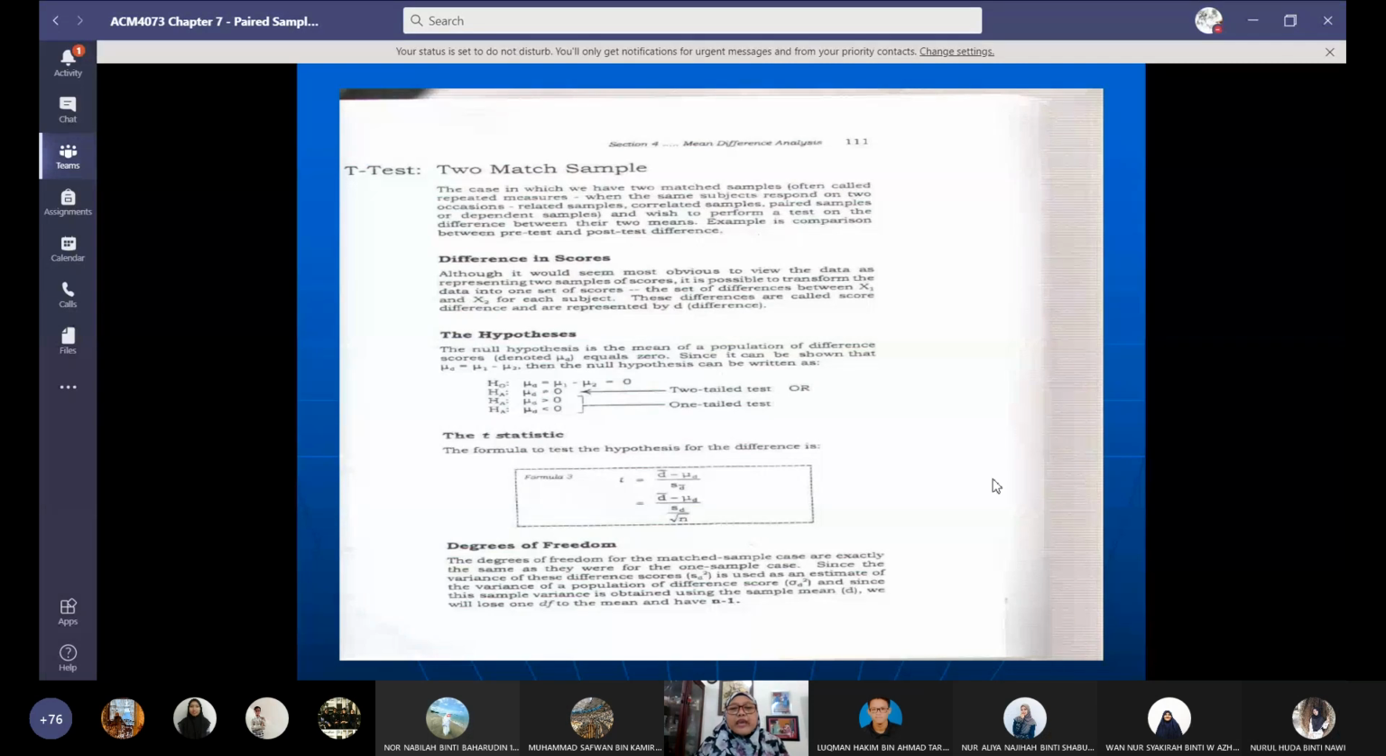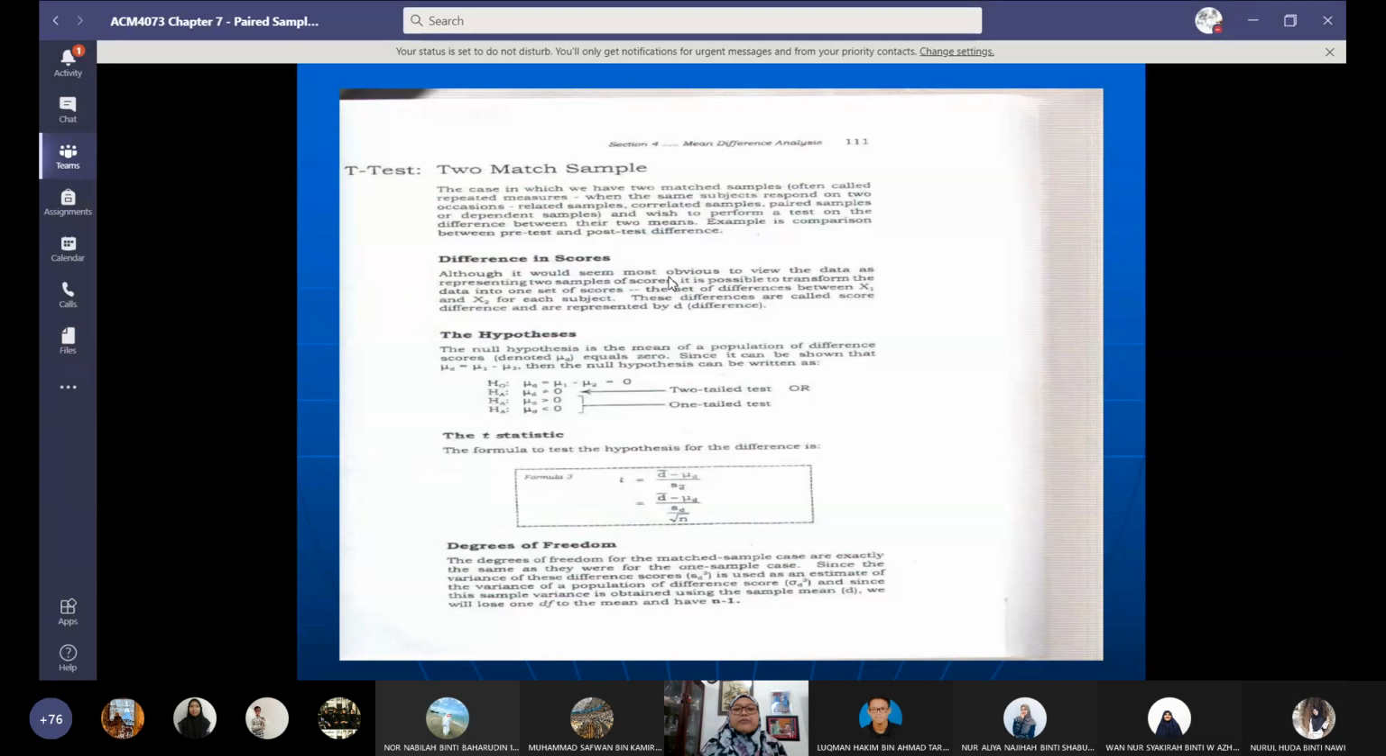The case in which we have two matched samples, often called repeated measures, when the same subjects respond on two occasions. Related samples, correlated samples, paired samples or dependent samples, and we wish to perform a test on the difference between their two means. An example is a comparison between pre-test and post-test differences.